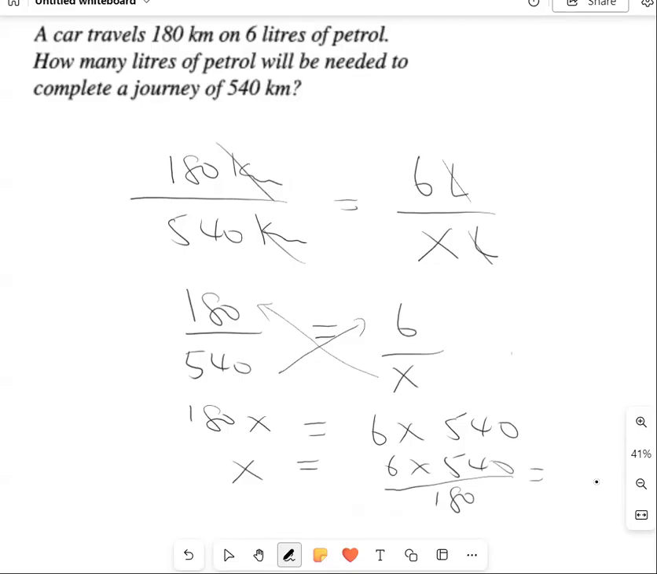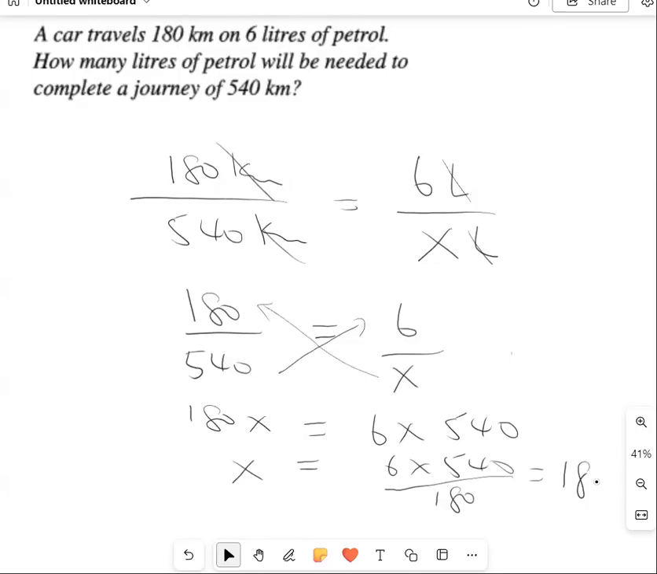And that should give us, what was the answer? I cannot remember. Anybody write down the answer or multiply this back for me? 6 by 540 divided by 180. Sorry, 18. 18 liters, right? Yes. So X then is 18 liters.